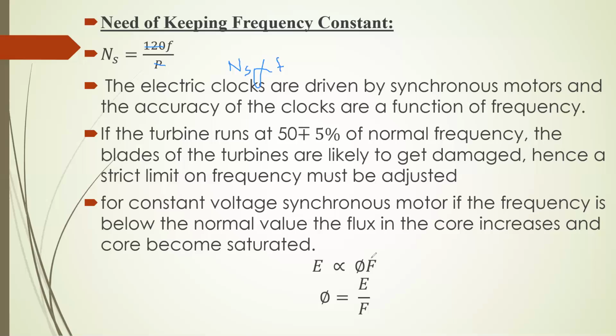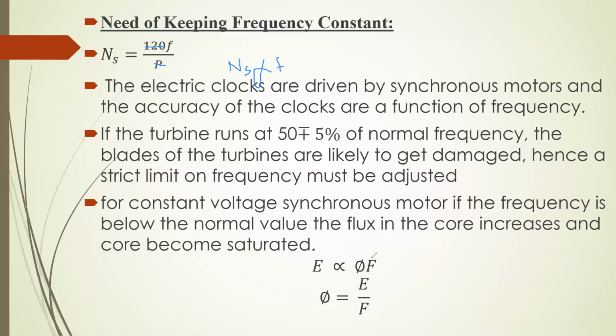So E is directly proportional to φ into N, where N is directly proportional to frequency. So I can write E is directly proportional to flux and frequency. If I write the equation for flux, φ is proportional to E by f. Here we are taking the constant voltage synchronous motor, which means E is a constant value. So flux is inversely proportional to frequency. Whenever frequency increases, flux decreases. Frequency decreases, flux increases.